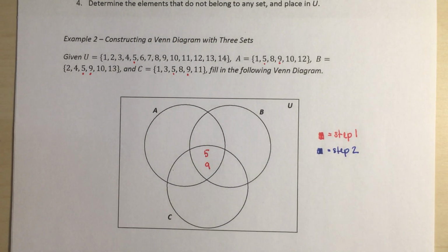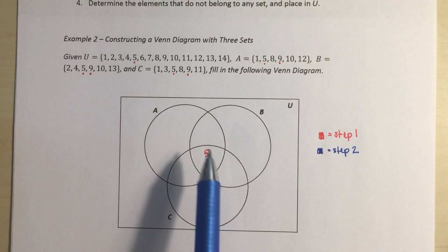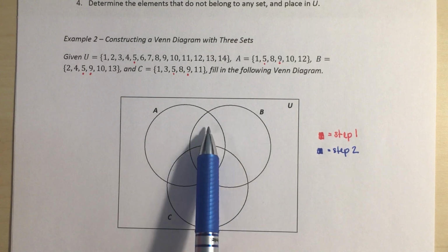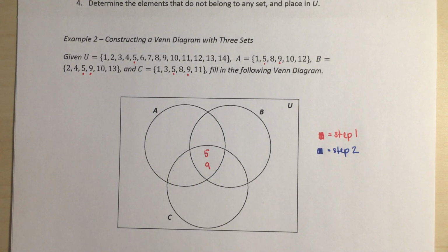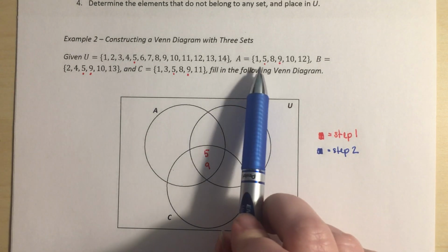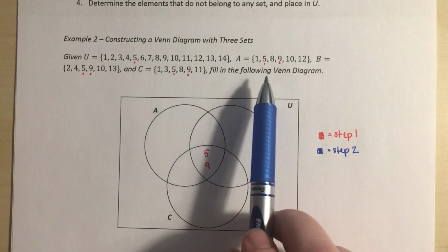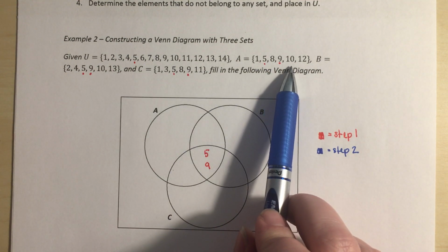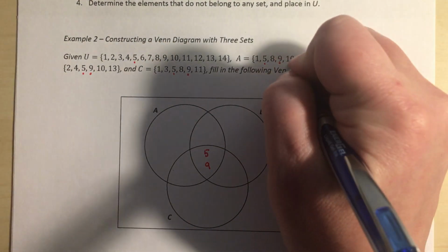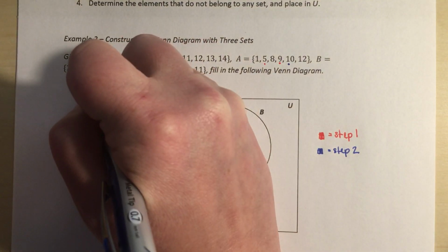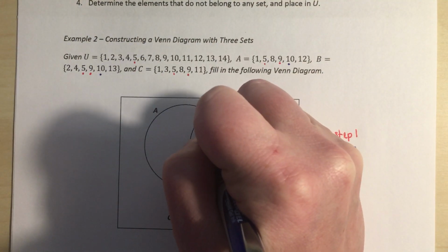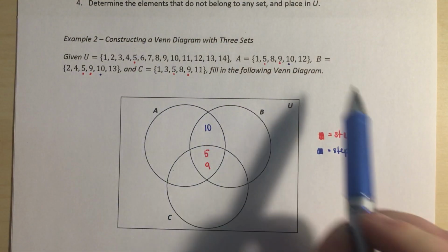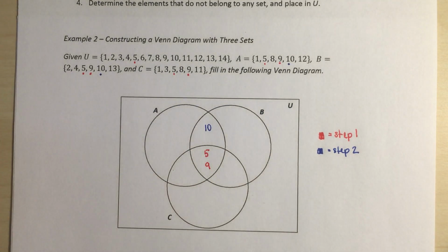Step 2 says we're going to use, again, these regions where we have 2 circles overlapping. So now we want something that's in sets A and B. 1, well, that won't work. 8 is not in A and B. It looks like 10 is. So 10 is in sets A and B, and 12 and 13 are not. So we're just going to have the number 10 in there.